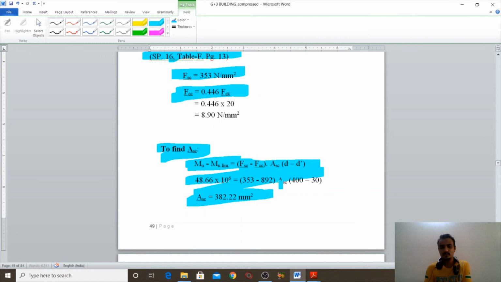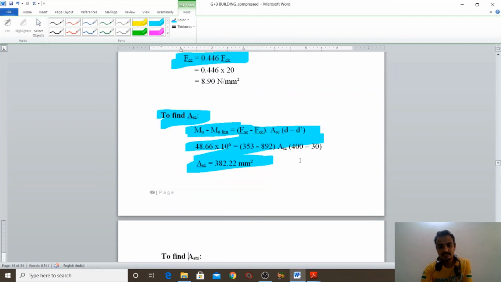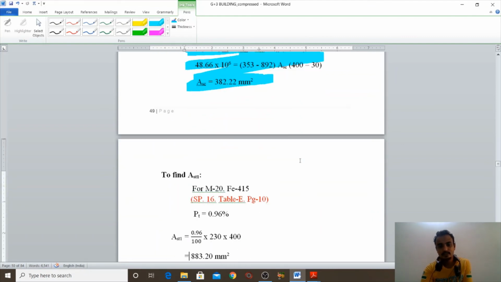Put all the values in the equation. Mu minus Mu limit is equal to fsc minus fcc into Asc into d minus d dash. So Mu minus Mu limit is Mu2, fsc and fcc we found out here, Asc we have to find out, and d minus d dash, where d is effective depth and d dash is effective cover from the top. So Asc is 382.22.